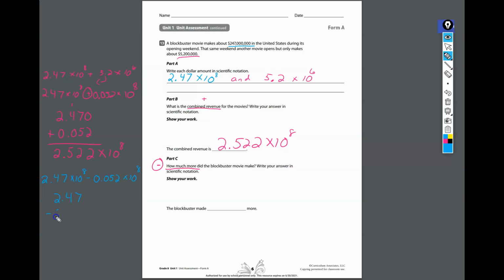2.47 minus, still got to line up your decimals, 0.52. But now that's a 10, make that an 8, I borrowed, make that a 1, a 4, and a 2 times 10 to the 8th. And there we have it.